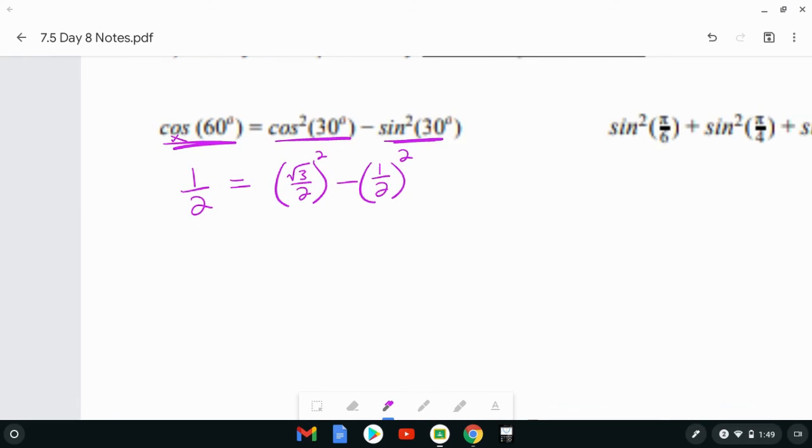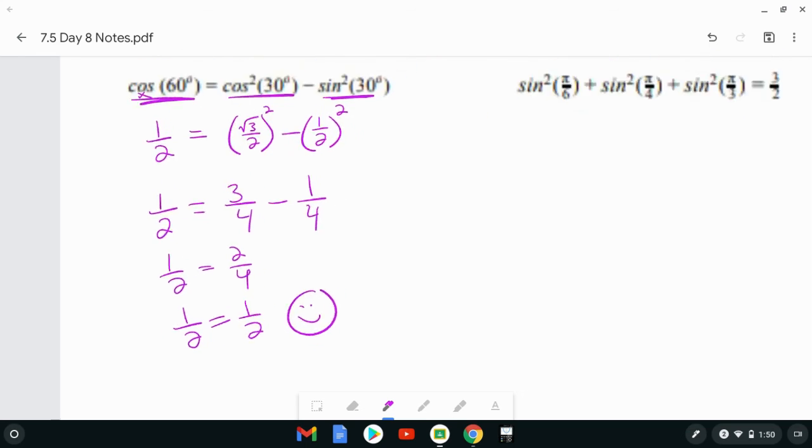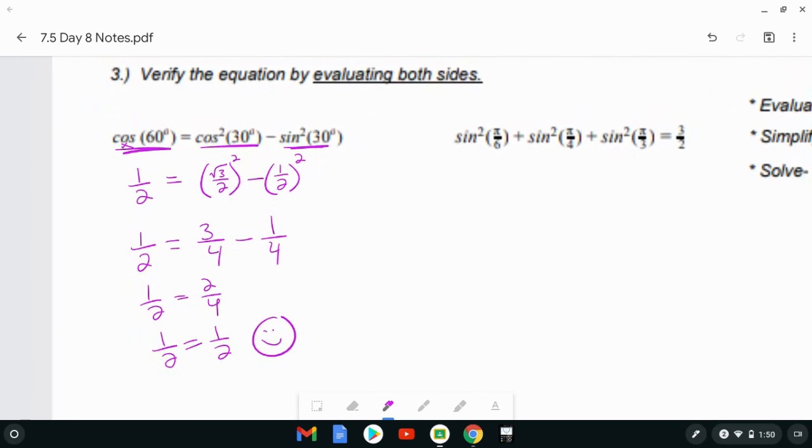So if we go through it, leave the left side alone. The right side, when you distribute that exponent or you multiply it by itself twice, you get 3 over 4 minus 1 over 4. So this just proves 1/2 equals 2 over 4. 1/2 equals 1/2. Because you are verifying, you need to show every single step that you are proving. You can't just say this, jump to this. Don't do that. You got to make sure you're proving and demonstrating that knowledge to verify that they are true.